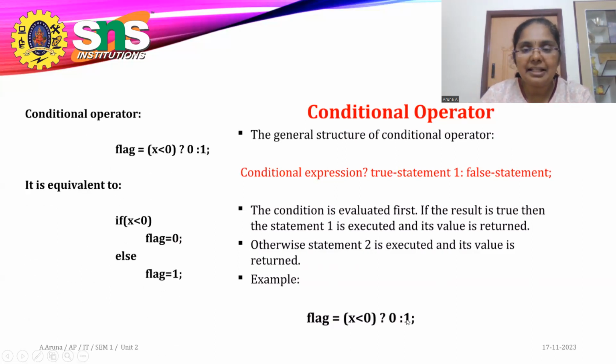Simple. As I said, it is a two-way branching statement. It is replacing the if statement. This is how it can be replaced, using a conditional operator in this particular condition. The equivalent code in an if statement: if x is less than or equal to 0, set flag equal to 0, else set flag equal to 1.